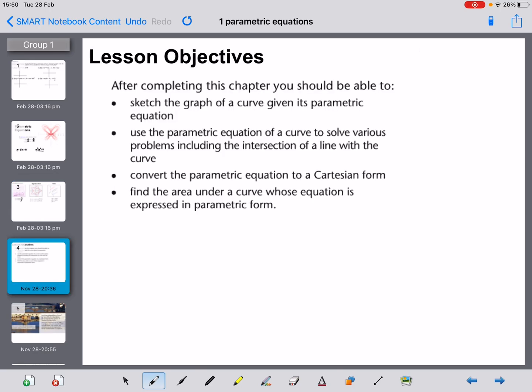These are the things that you're going to have to do. We need to be able to plot and sketch curves given as parametric equations. You're going to have to be able to convert from the parametric equation to the Cartesian equation. We're going to use parametric equations to solve geometric problems, so work out where they're crossing the axes, and where 2 parametric equations are intersecting with each other. We're also going to have to differentiate parametric equations, and integrate parametric equations.